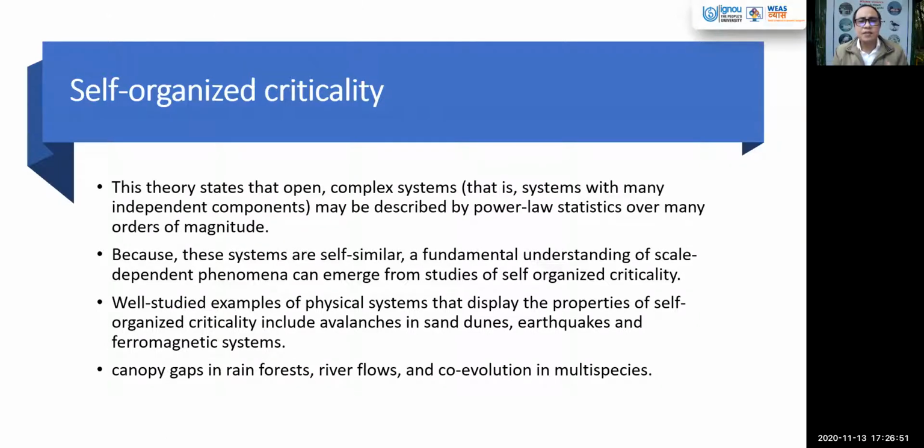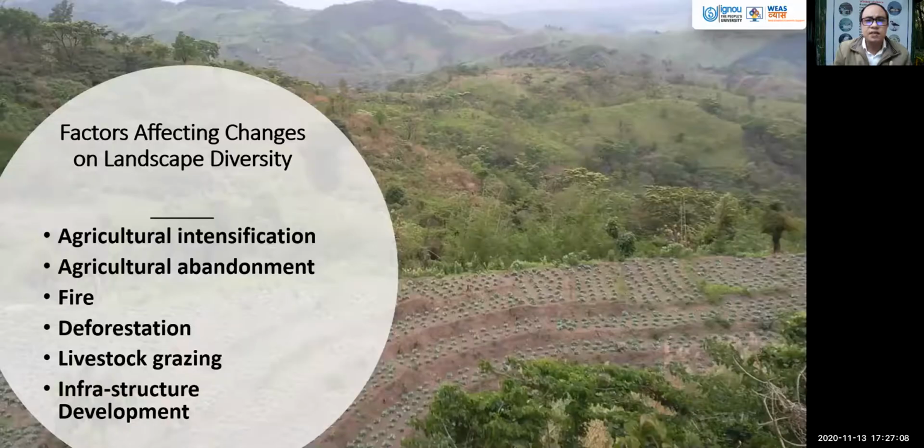Well-studied examples of physical systems that display the properties of self-organized criticality include avalanches in sand dunes, earthquakes, ferromagnetic systems, canopy gaps in rainforests, river flows, and co-evolution in multi-species systems. These are some of the examples of self-organized criticality, right? So these are basic things.